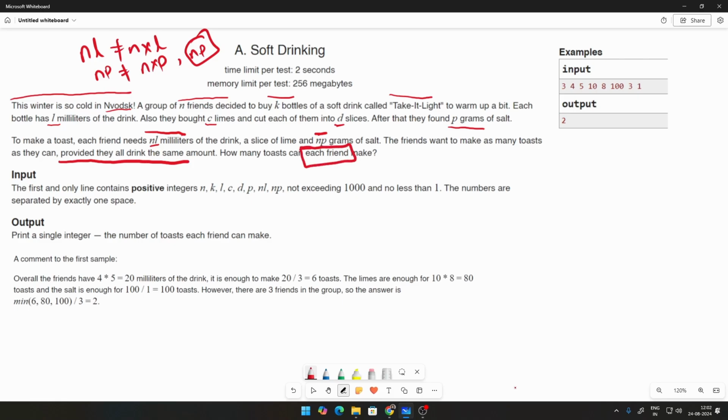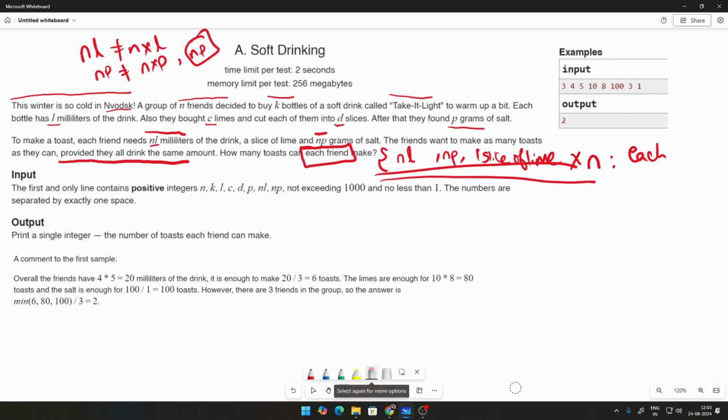This is something that you have to keep in mind. Each friend can make a toast if they have nl milliliters of drink and np grams of salt, followed by one slice of lime. This is the requirement to make one particular drink. That will be multiplied by n friends to say that each friend can make one drink. So they're asking how many times can each friend make a particular toast? How are you going to find this out?